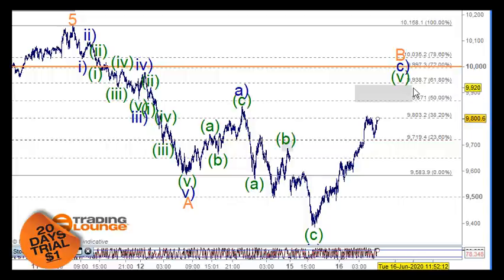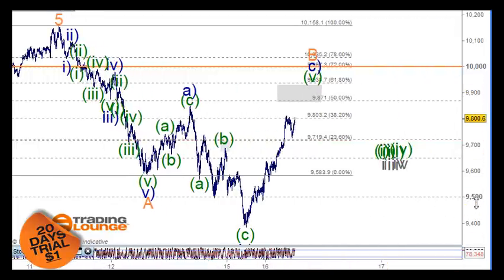So this would be wave 3 and wave 4 here, and coming up for wave 5. So in this case, this market could just come up to this space, up to here, the 9.9 area, and then just fail from that point and come down for wave C in that instance.